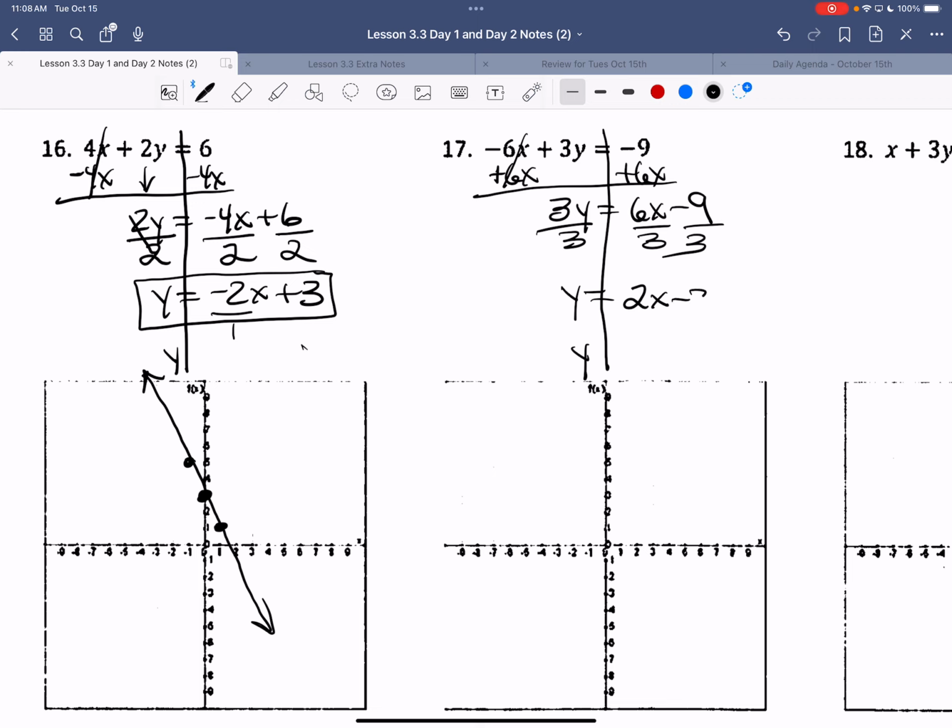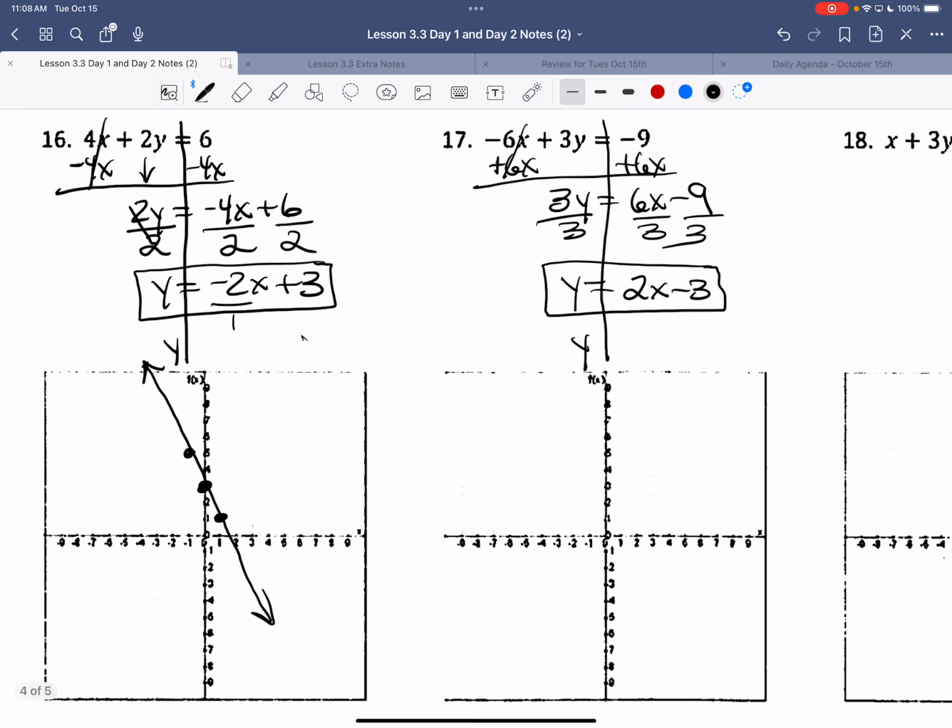2x, negative 3. Good, minus 3, good. Okay. So, Monty, where do I start? Negative 3. Go to negative 3, right? And then what? Up 2. Mm-hmm, up 2. Which way am I going to go, right or left? Right. Right, good. Because it's a positive slope.